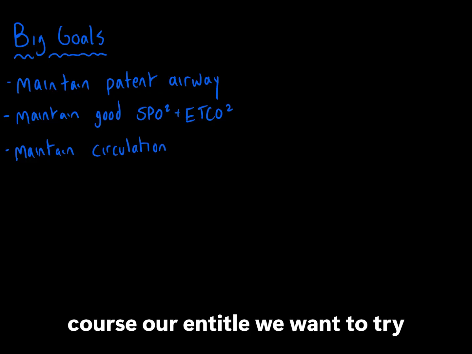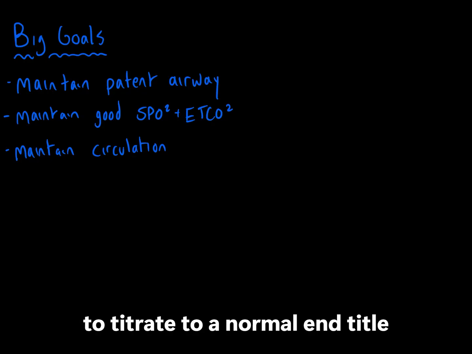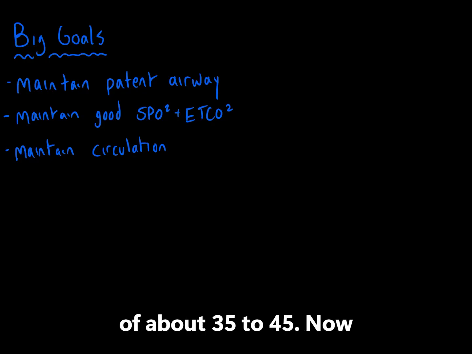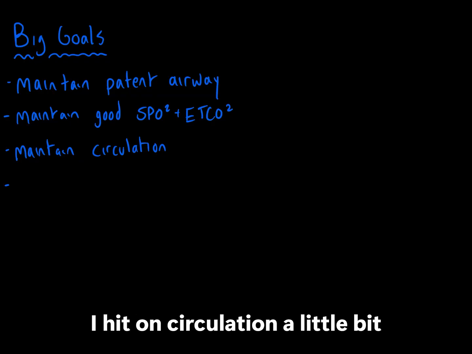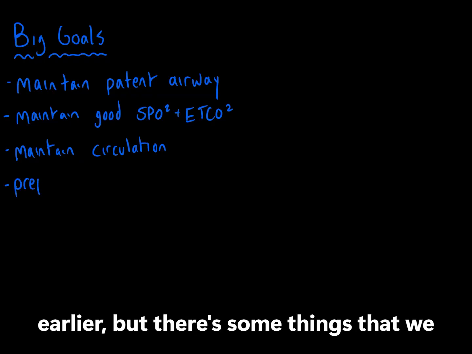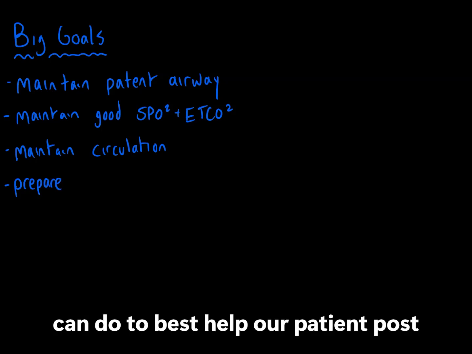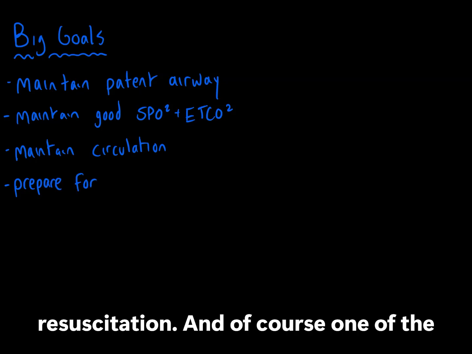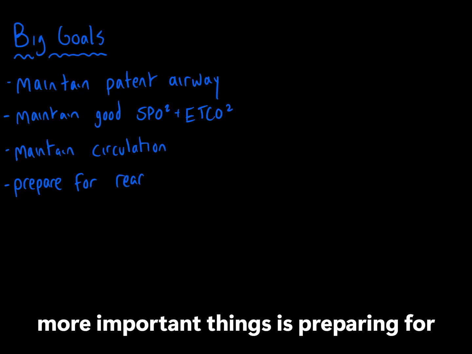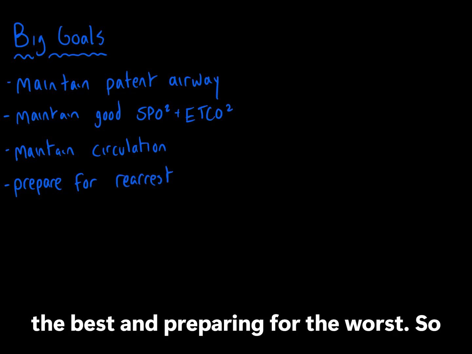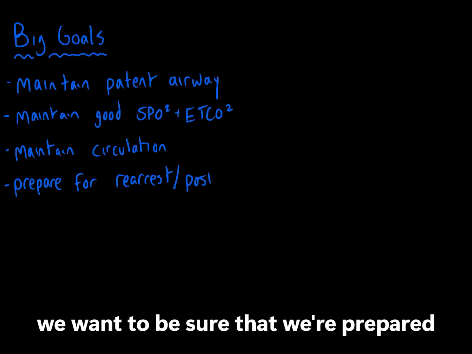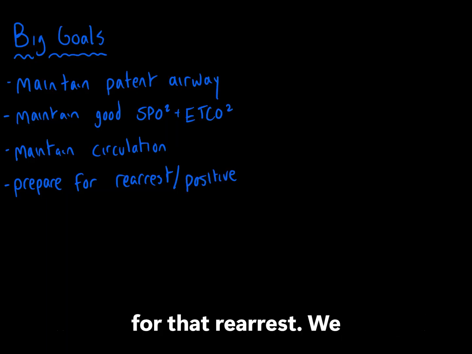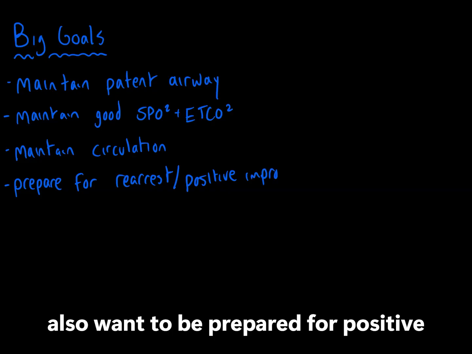And of course, our end tidal, we want to try to titrate to a normal end tidal of about 35 to 45. Now, I hit on circulation a little bit earlier, but there's some things that we can do to best help our patient post resuscitation. And of course, one of the more important things is preparing for the best and preparing for the worst. So we want to be sure that we're prepared for that rearrest. We also want to be prepared for positive improvement.